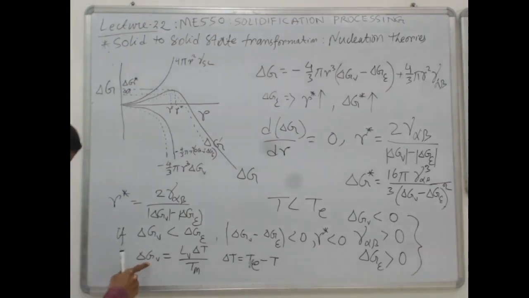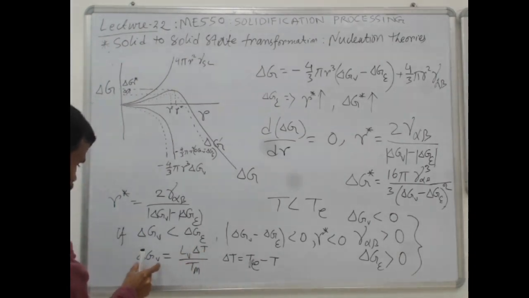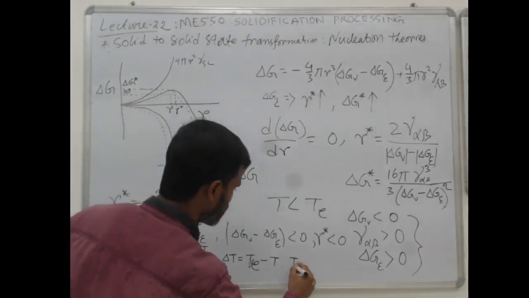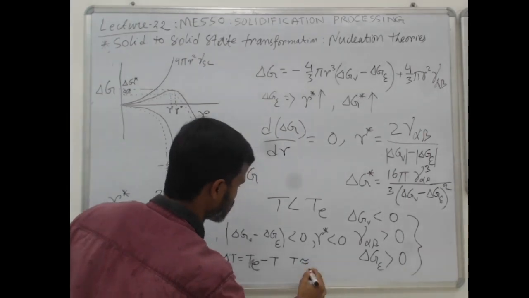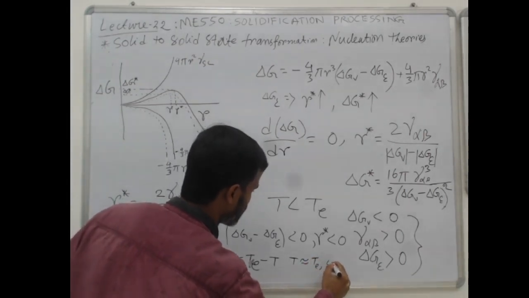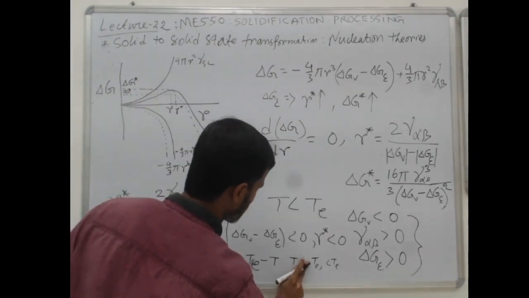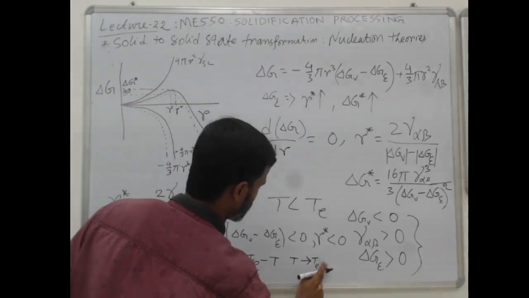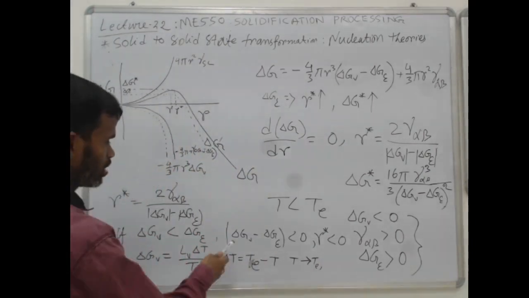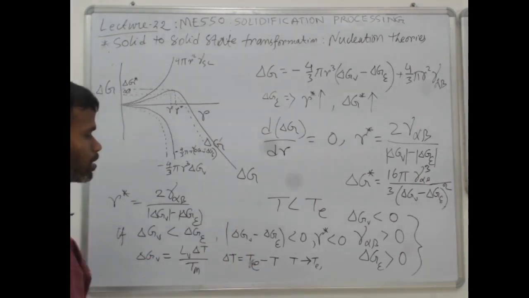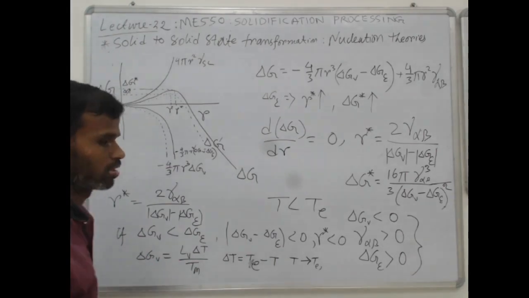Now if you see, delta GV is proportional to delta T. So if your undercooling is less, delta GV will be less. So for smaller undercooling, if your temperature is almost close to T, but less than T, very close to T, or say it tends to T, what will happen? Delta T will be less, and you have a probability that delta GV will be less than delta G epsilon.